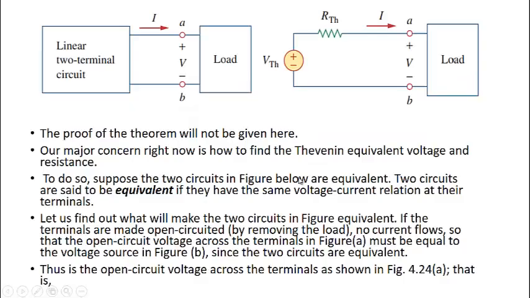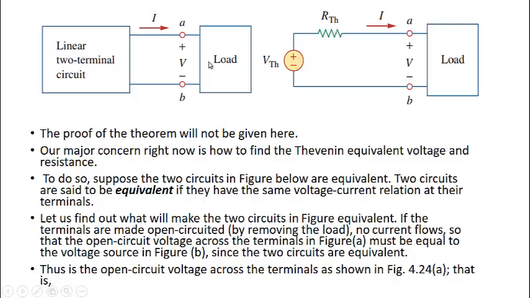So what does this mean? It means if we have a linear two-terminal circuit like this, and it is connected to a load through these terminals A and B, then this linear two-terminal circuit can be replaced by this type of circuit, which is a series combination of a voltage source VTH and resistance RTH. So what is VTH and what is RTH?